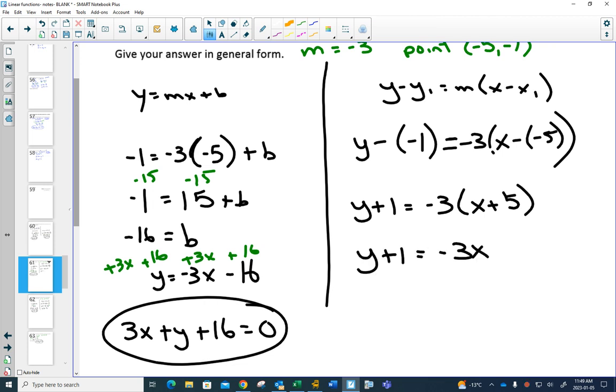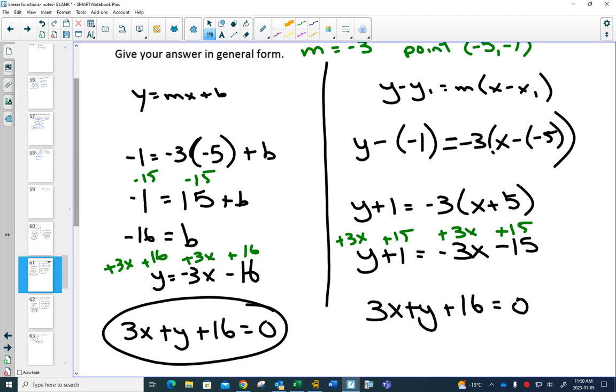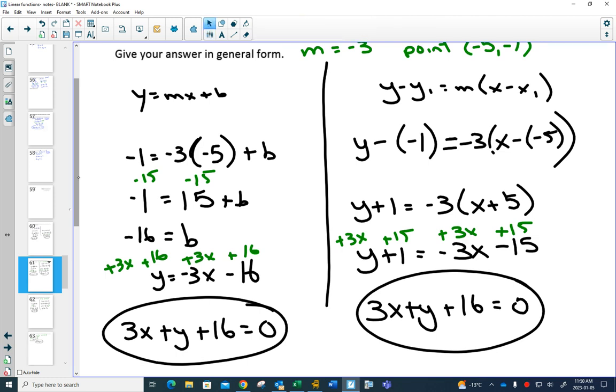I'll distribute. And we don't need to change it to y equals mx plus b form this time. We just need to change it to general form. We have no fractions, which is good. Is the a value, the value in front of x, positive? No. So I'm going to need to add 3x to both sides. I'm going to need to add 15 to both sides. And we get the exact same equation. So using both methods, you should have got 3x plus y plus 16 equals 0.